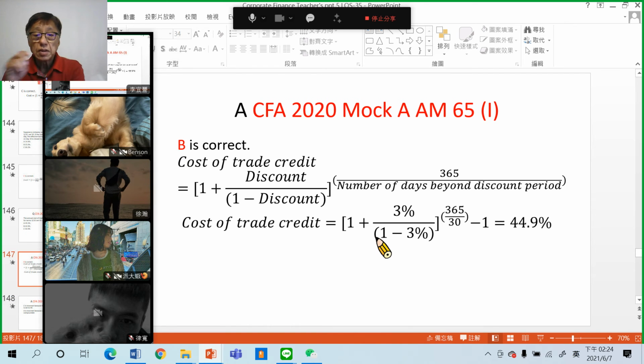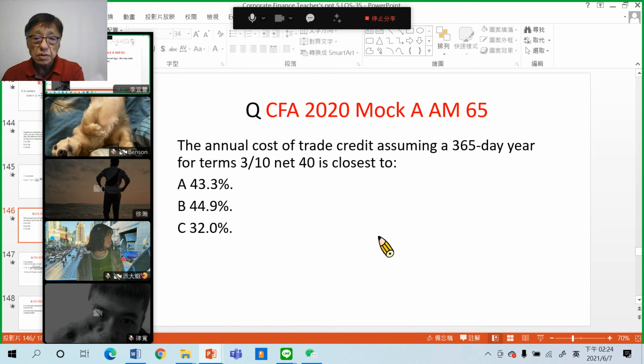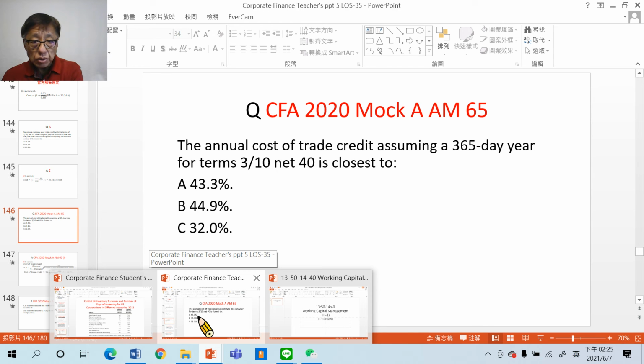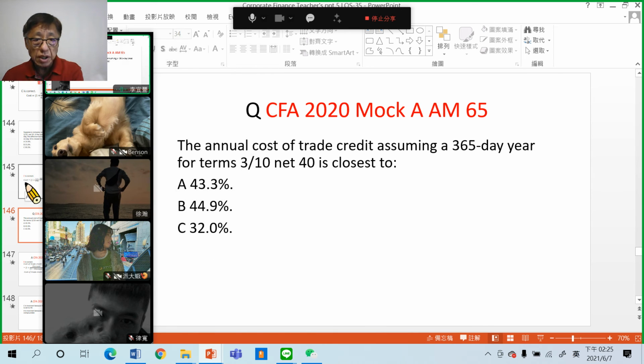Okay. And then the following question, the CFA 2020 Mock A AM 65. I think we don't have this one. Oh, you mean this? You mean the following group, or is your group going to finish this one? I mean, this one is supposed to be ours, but we don't have this question in our PPT. You mean you don't have this question in your presentation?